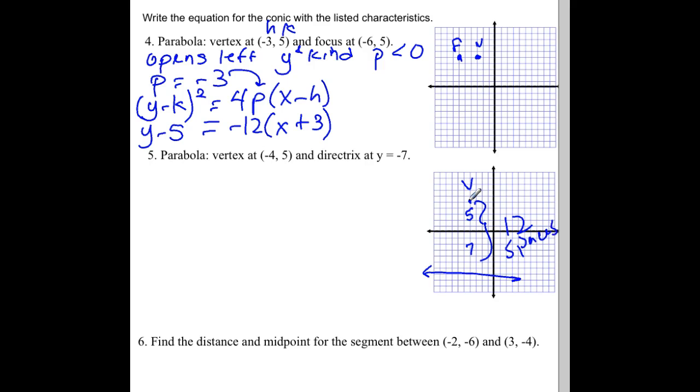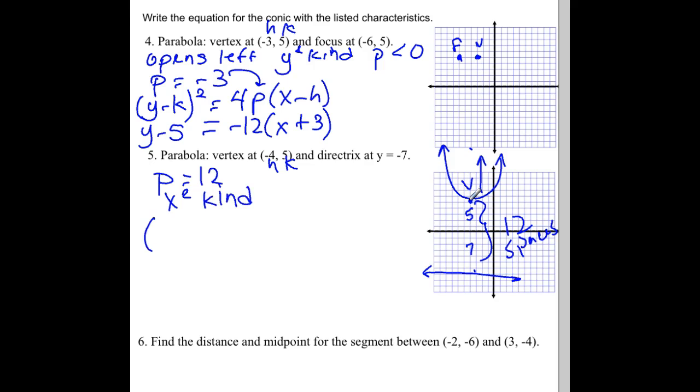So that is the value for p. Now remember, p is a directed distance. So to go from vertex to directrix was going down. That means to go from vertex up to focus, we would have to be moving up. So we know that p is going to have to be a positive 12 to move us up to that focus point. All right, and that's all we need to write our equation. We've got h, we've got k, and we now know p. Because we are opening up from our vertex, around our focus, away from that directrix line, we know that it has to be the x squared kind.